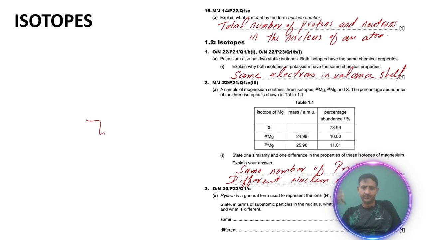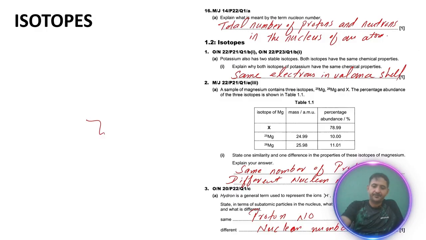Okay, hydrogen is a general term used to represent the isotopes: protium, deuterium, tritium. These are the 3 isotopes of hydrogen. State in terms of subatomic particles in the nucleus what is the same. They have the same proton number, and different nucleon number, or you can write different neutron numbers.